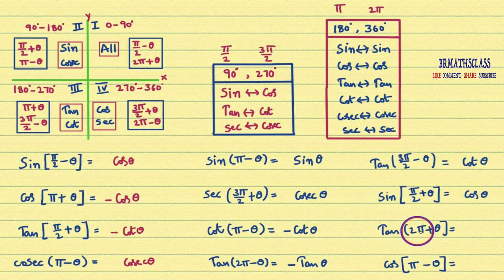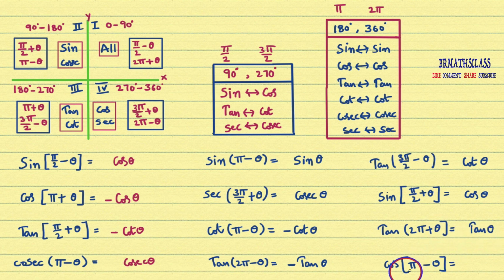Now you see tan of 2 pi plus theta. 2 pi is there. When 2 pi is there, the function remains the same. This will be tan theta only. 2 pi plus theta is in the first quadrant. In the first quadrant, all trigonometric functions are positive. So tan is also positive. So tan of 2 pi plus theta is tan theta.